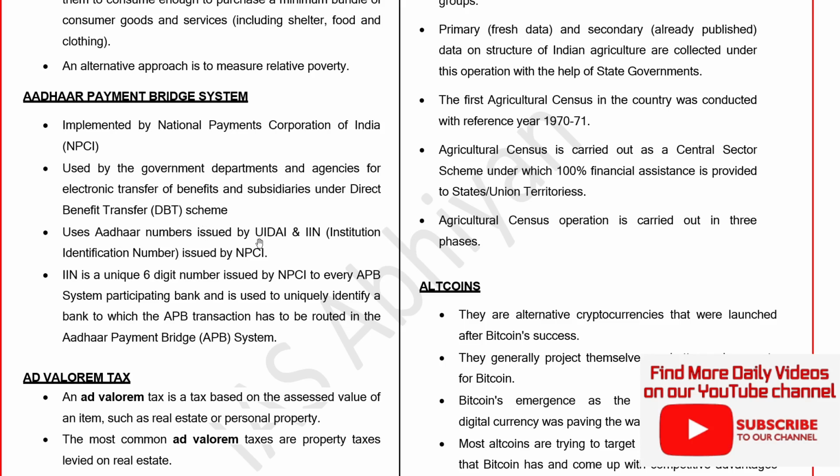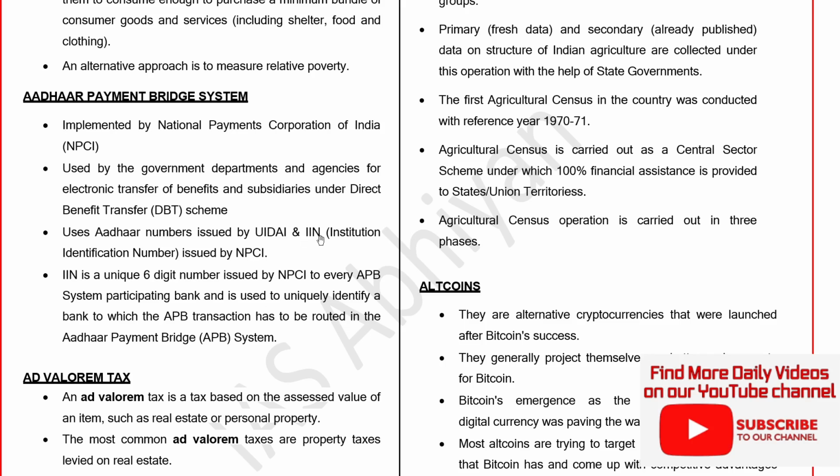Uses the Aadhaar numbers issued by UIDAI and IIN, that is Institution Identification Number, issued by NPCI. So in this system, it uses both the Aadhaar number issued by UIDAI and the IIN issued by NPCI. IIN, that is Institution Identification Number, is a unique 6-digit number issued by NPCI. So Aadhaar number issued by UIDAI, that we know already.